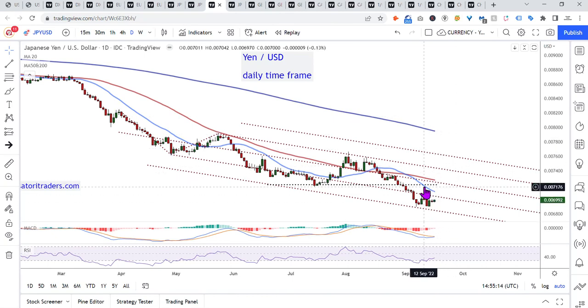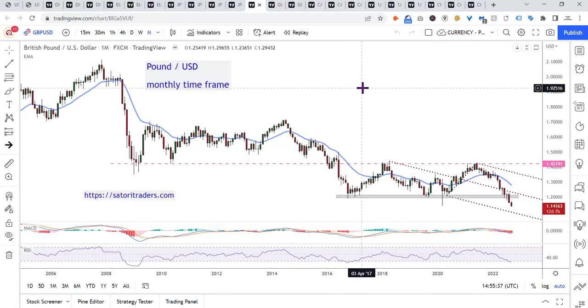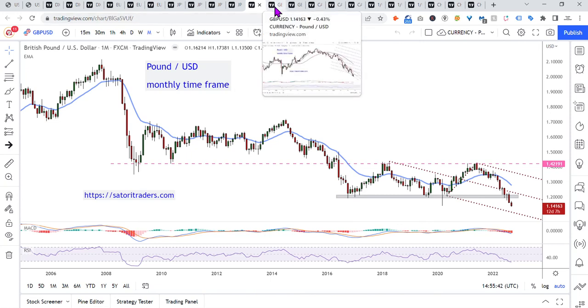But multiple layers of resistance overhead. MACD is hinting at an upturn. Notice that the histogram has pushed back up towards the 0 level. Looks like we may get a new buy signal from MACD. Energy is rising off a low level. So that's the yen. Pound, again, another Eurozone, although they did do Brexit, but basically still Eurozone.